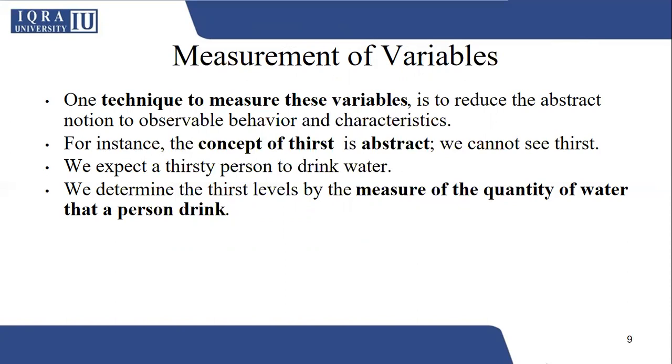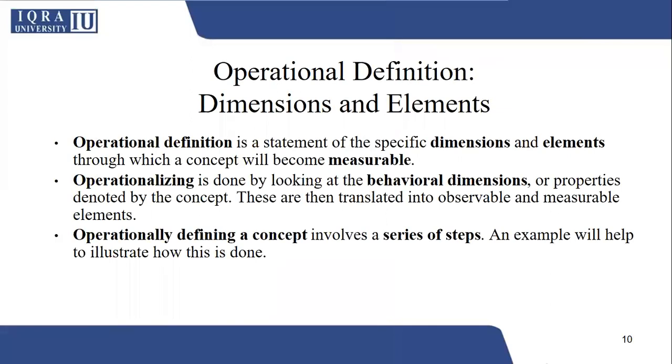So we can say that there is a technique that reduces the abstract notion to observable behavior and characteristics. Now, what is that? How are we going to do that? We'll discuss now. First, try to understand what is operational definition. How we operationalize the variable. What is operationally defining a concept? We'll learn things step by step, okay?